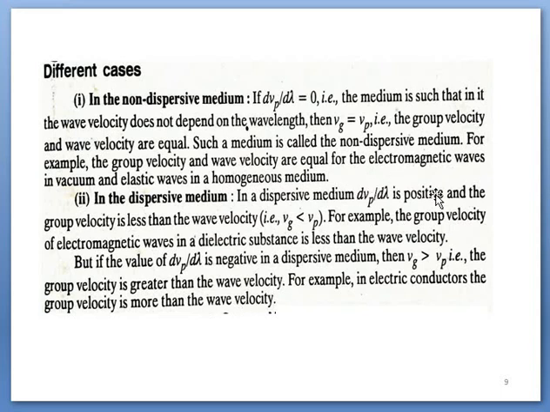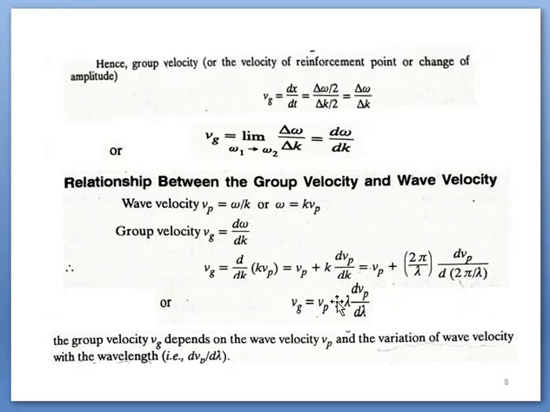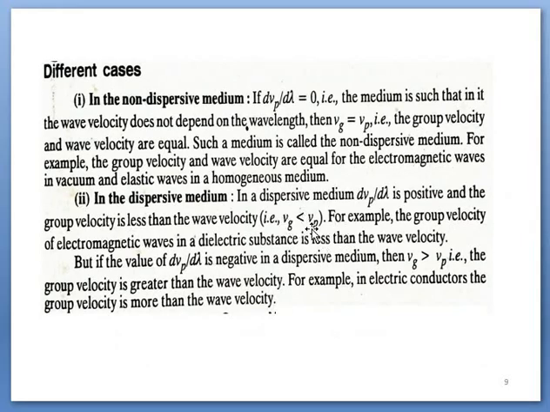When it is positive, then Vg will be less than Vp. It occurs when electromagnetic waves are propagated in a dielectric medium.